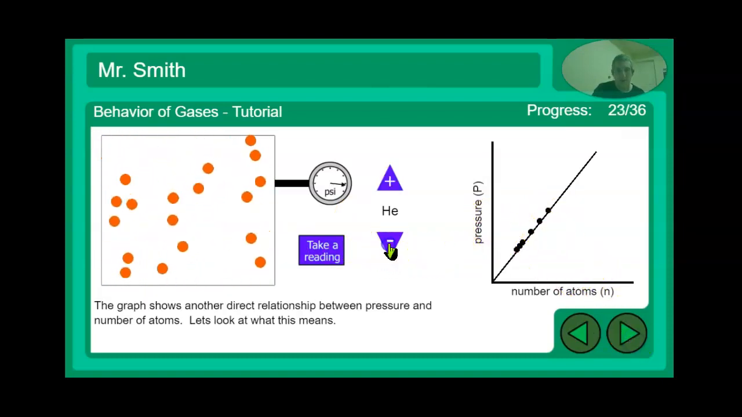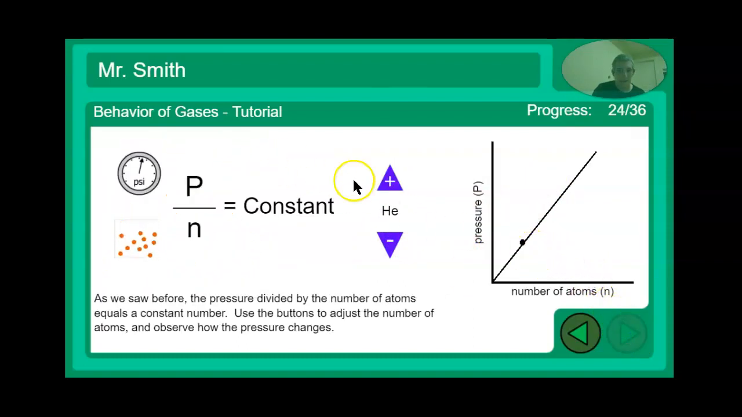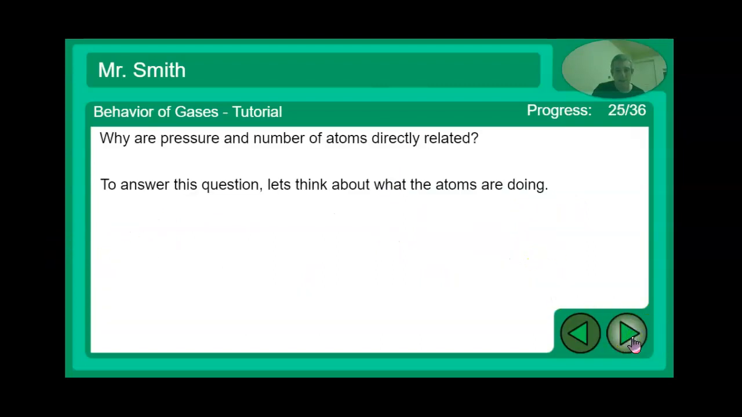So we can see this straight line, up and down. There we go. Up and down. A lot of atoms, a lot of pressure. Not a lot of atoms, not a lot of pressure. Not only graphically, but over here as well when you count those collisions. Again, this is another direct relationship.